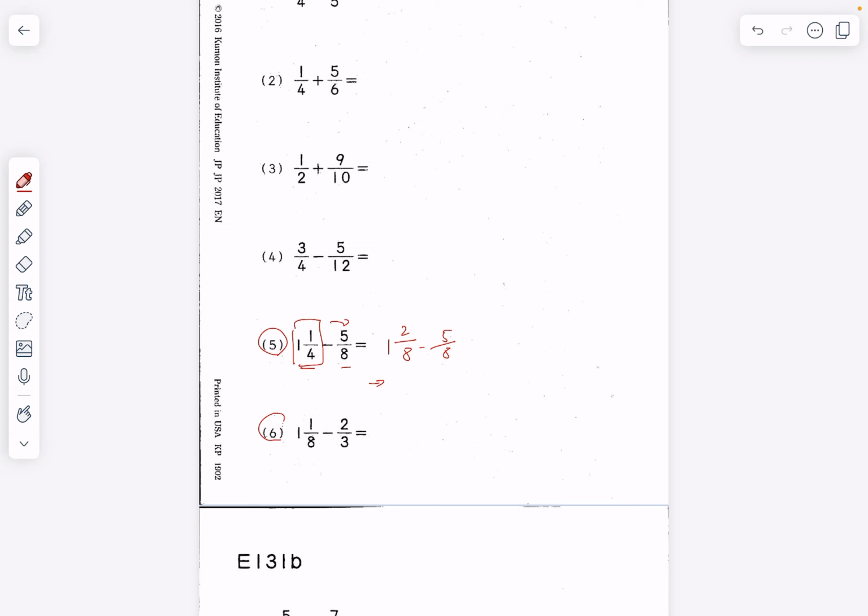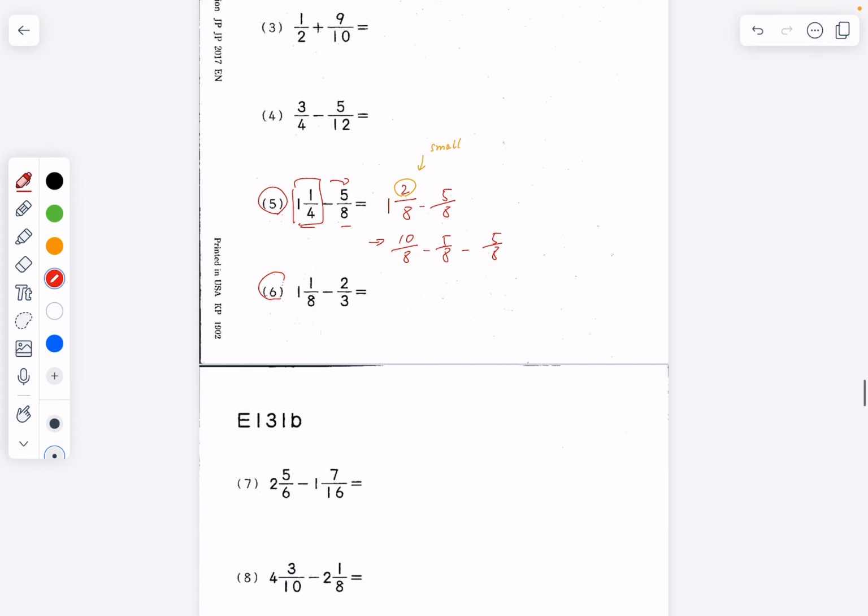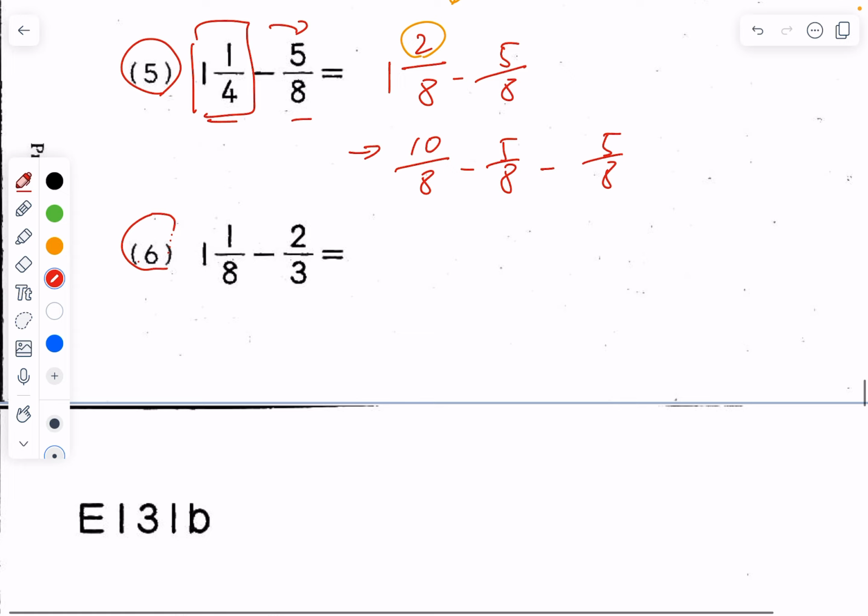And then the 1 2 over 8 can be changed into 10 over 8, just because the numerator 2 is too small. Okay, so going back, we have 10 over 8 minus 5 over 8. The answer will be 5 over 8. So similarly, we can try question number 6.